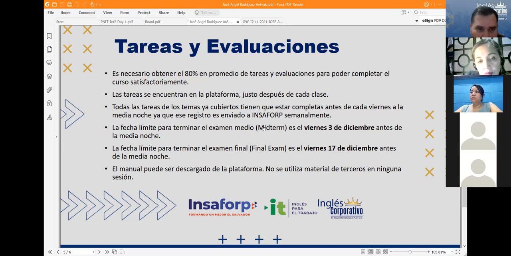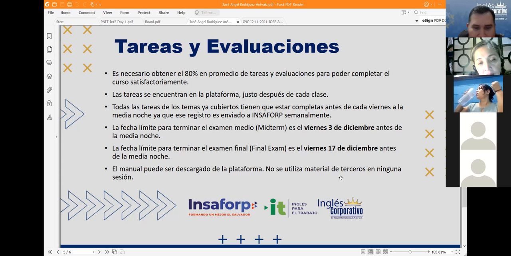So then it says all of the homework should be completed by Friday. So Friday midnight, because in the morning, I need to upload those grades. And these grades are sent to INSAFORP, okay, weekly. So the last day to perform the homework, no, the exam, the midterm, is December the 3rd, before midnight. It's before midnight, okay? And the final exam is the last day, Friday, December the 17th.